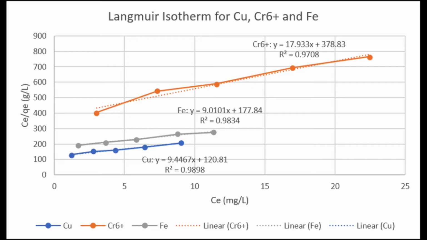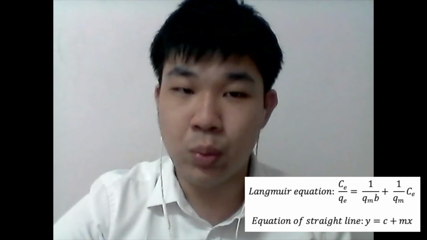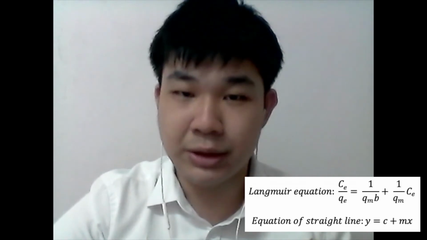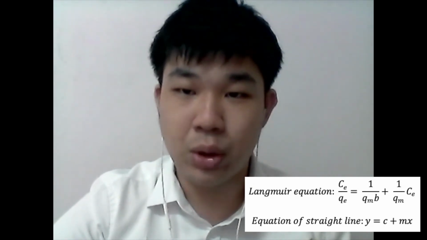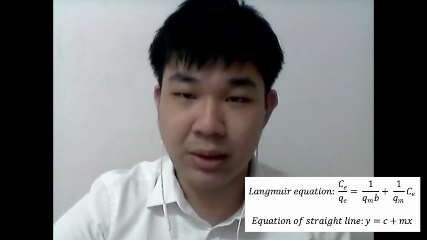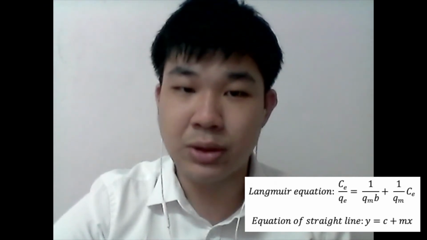Hello everyone, I'm Samson. For the analysis of the experimental data, result and discussion part in this lab project, the Langmuir model assumes that the adsorption is localized on a monolayer and all the adsorption sites on the adsorbent are homogeneous and have the same adsorption capacity. The linearized Langmuir isotherm equation used in this lab project is CE over QE equals 1 over QMB plus CE over QM, where CE is the equilibrium concentration, QE is the amount of adsorbed ions on the activated carbon at equilibrium, QM represents the monolayer adsorption capacity of the adsorbent, and B is the Langmuir isotherm constant.